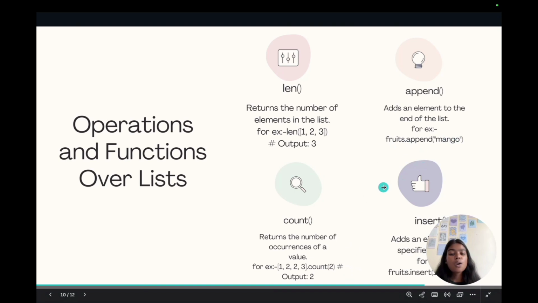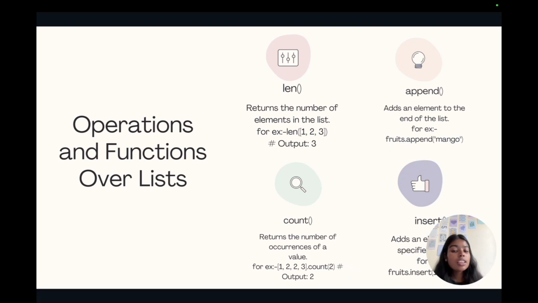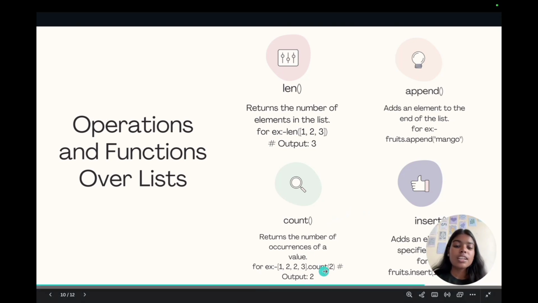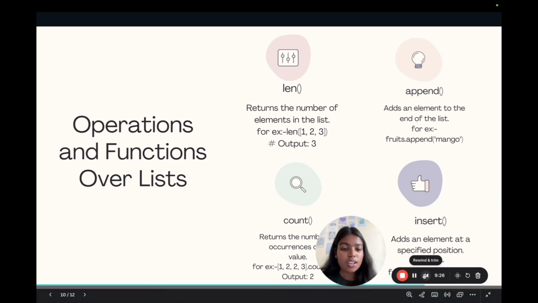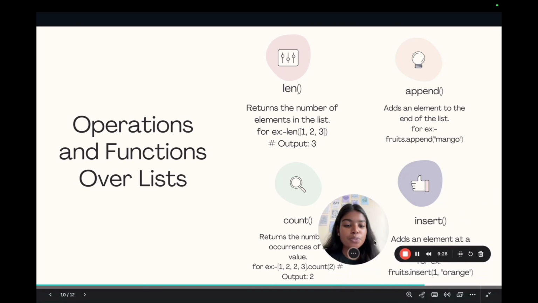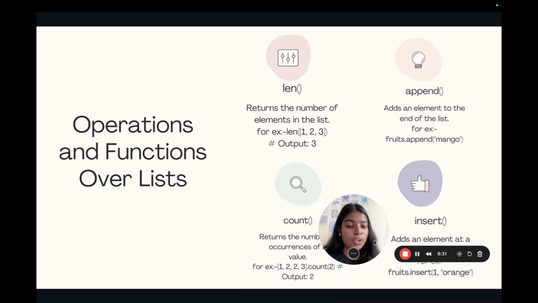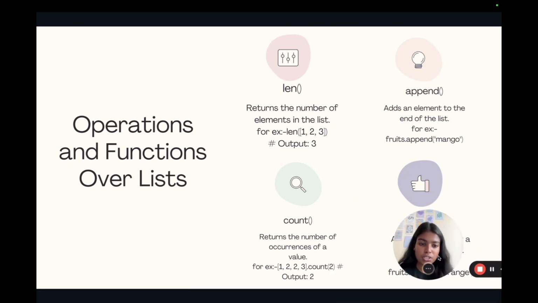The third one is count. Count returns the number of occurrences of a value. For example, here is a list 1, 2, 2, 3, and we have to count 2. 2 appears 2 times in this list, so the output will be 2. And the next one is insert, adding an element at a specified position. For example, fruits.insert(1, orange). It will insert orange at the first position.